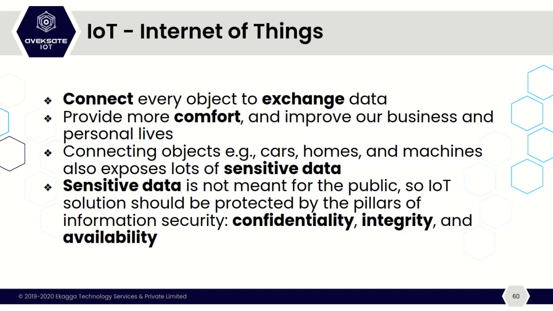As we have seen already, the Internet of Things is nothing but connecting every object to exchange data, provide more comfort, and improve the life of people. Connected objects could be cars, homes, machines. There is a lot of sensitive data about a user, a system, an organization, and so on. Sensitive data is not meant for the public, it is very much protected, and a lot of good information security practices and policies are required.